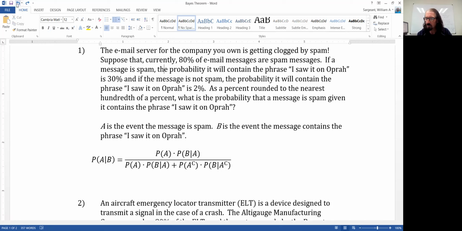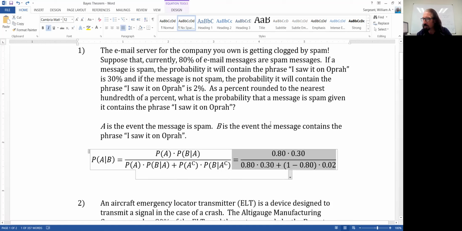one piece of information that is missing is the probability of the complement, the probability that the email is not spam. That would be 100% minus 80%, 20%, so 0.02, sorry, 0.2 right here.